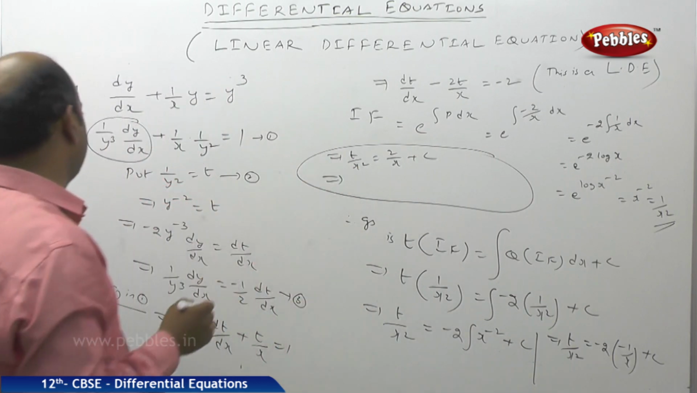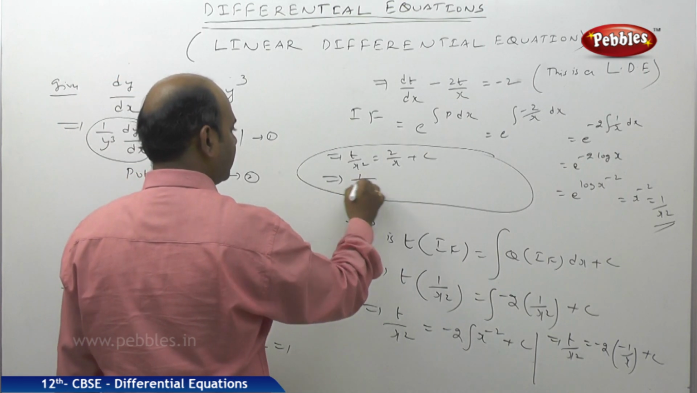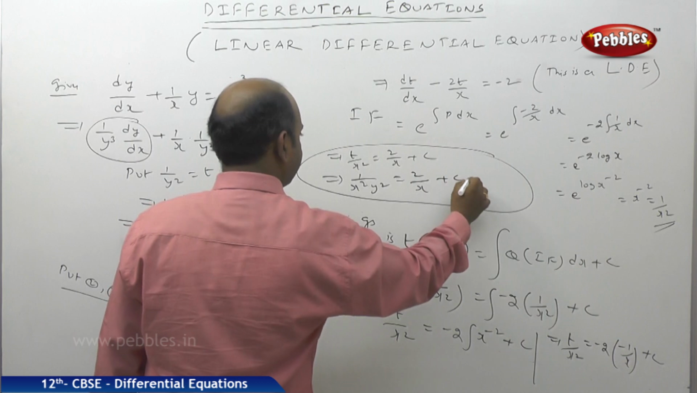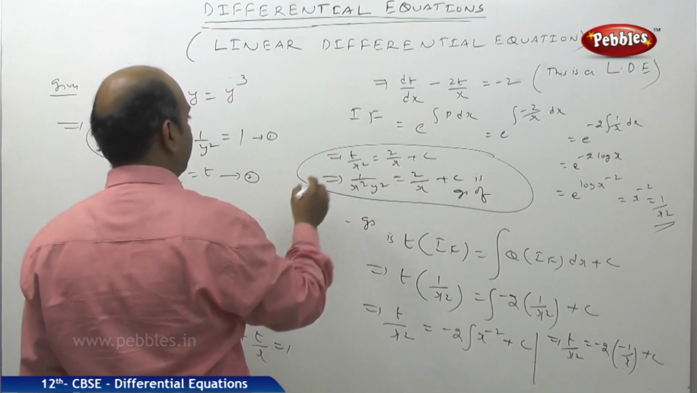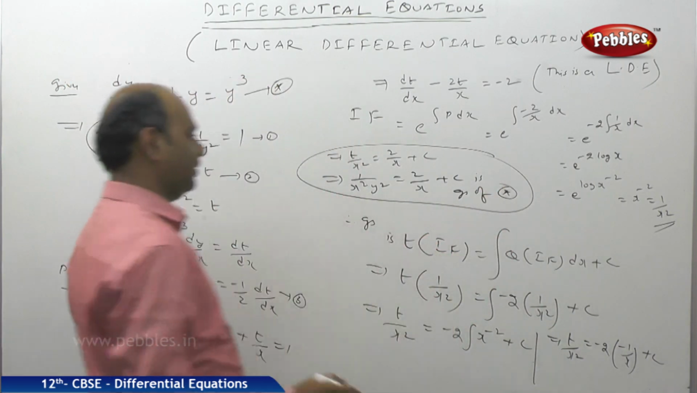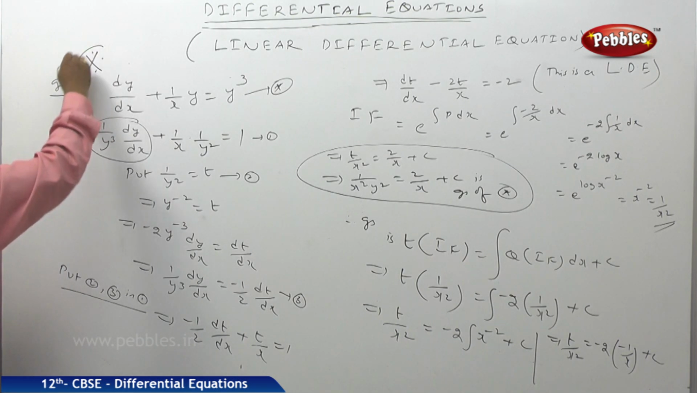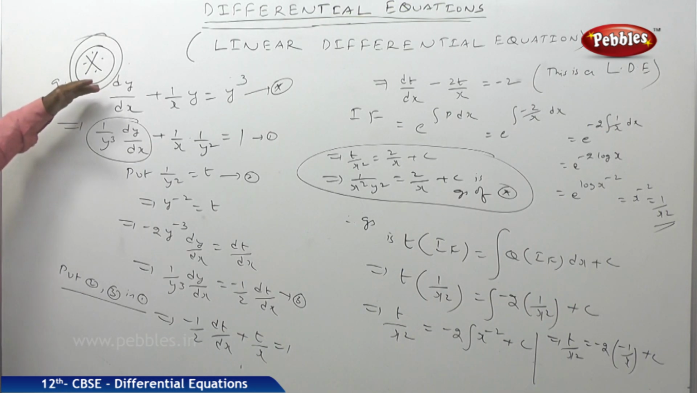But t is nothing but what we assumed as t, y power minus 2. That means 1 by x square y square is equal to 2 by x plus c, is the general solution. If I call this star, this will be the star. So this is a very important problem. This had been asked in our CBSE question paper. I will be explaining once again.